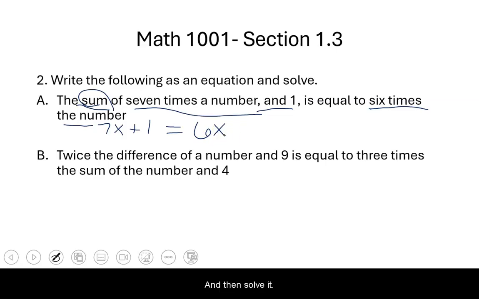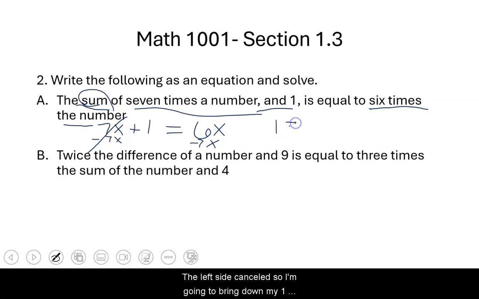And then solve it. So we have a 7x and a 6x on both sides of the equal. Well, we can't move the 6x because it's the only thing holding down that right side, so you need to move that 7x. It's crossing the equal, so do opposite. So I'm going to subtract 7x on both sides. The left side canceled, so I'm going to bring down my 1 equals 6 minus 7.